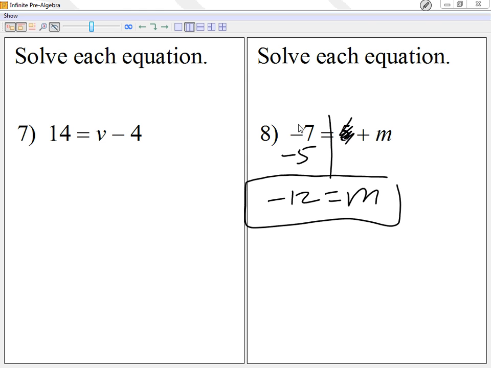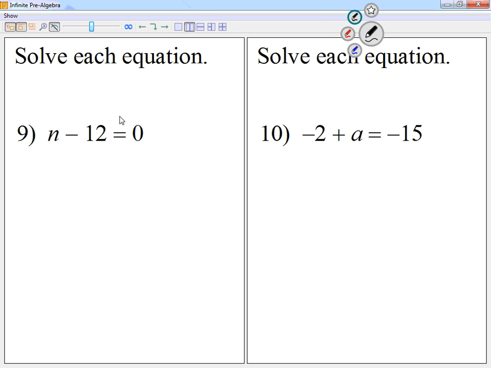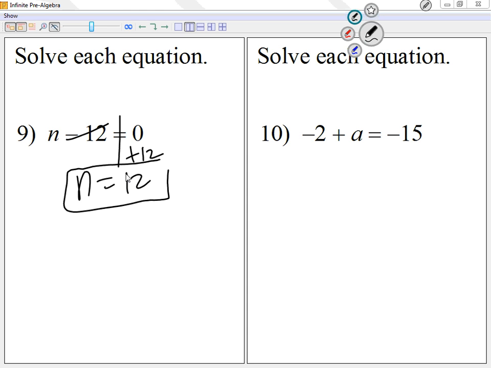Number 9. Looking at number 9, my negative 12, I move it to the right as a positive 12. So I have that n is equal to, I know 0 plus 12 is 12. Once again, I'm looking for the value of the letter that makes the statement true. If you plug in 12 for n, 12 minus 12 equals 0. So it makes the statement true. That's what I'm looking for: the value of the letter that makes the statement true. Any other questions?